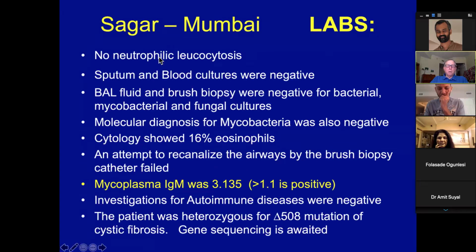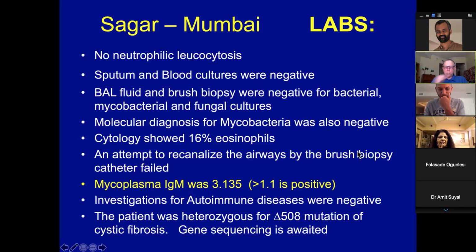He had no neutrophilic leukocytosis. Sputum and blood cultures were negative. BAL fluid and brush biopsy were negative for bacterial, mycobacterial, and fungal cultures. Molecular diagnosis for mycobacteria was also negative. Cytology showed 16% of eosinophils. An attempt to recanalize the airways, that I'll show you in a minute, by the brush biopsy catheter failed. His Mycoplasma titer, IgM, was positive. Investigations for autoimmune disease were negative.